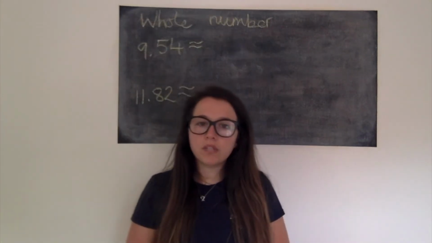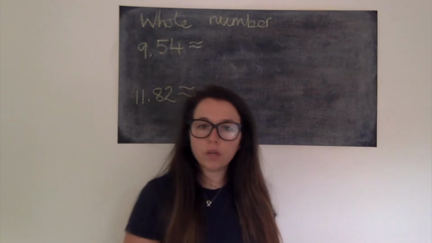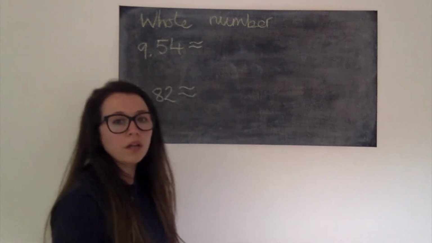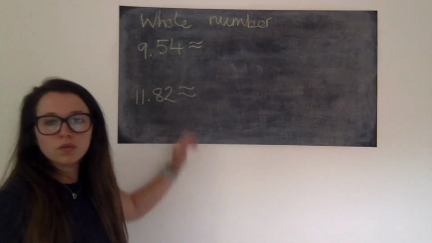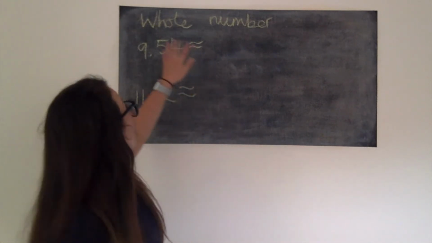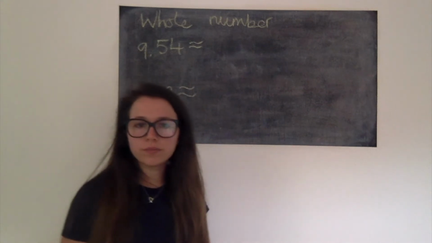Okay, time to pause again, and I want you to have a go at some of those trickier ones. So we're still rounding to the nearest whole number, but you've got 9.54 and 11.82. So remember to draw your number line and show me which whole number it's closest to.